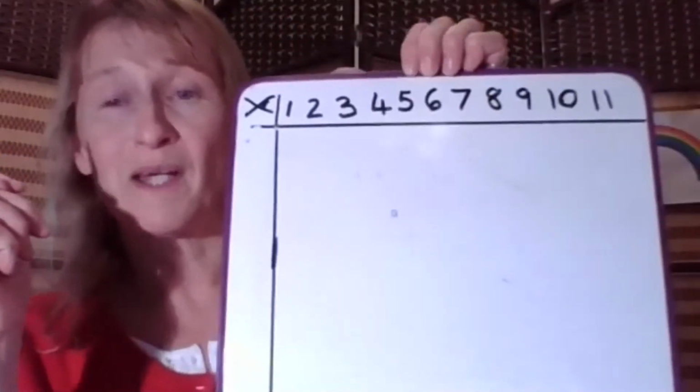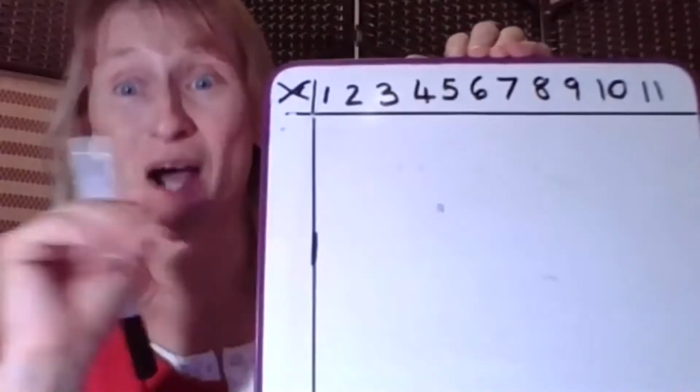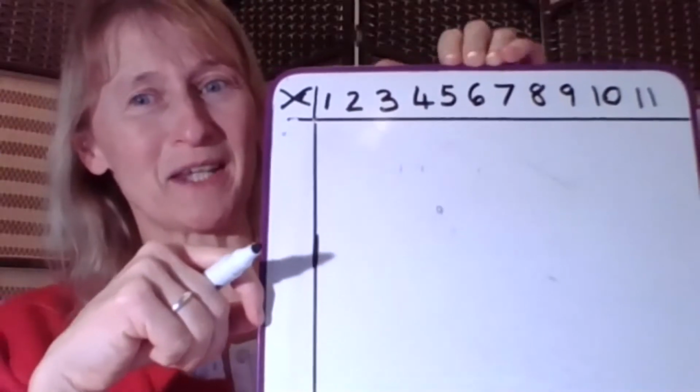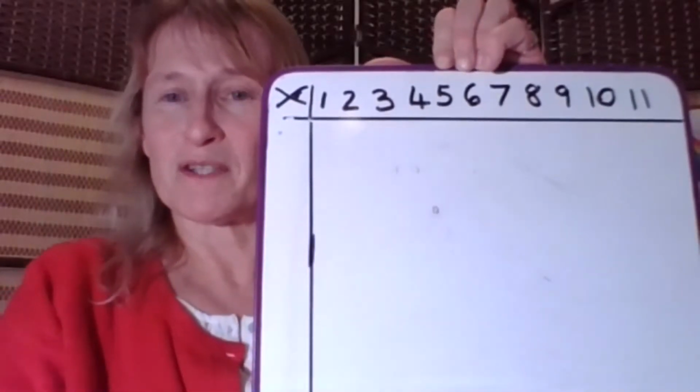Oh, Miss Cooper, you've managed to fit 11 on. Okay, let's hope I haven't done them too closely together. I might find, and I'll tell you why, you might find that I've done them too closely together. Then I'm going to write the same numbers going down.